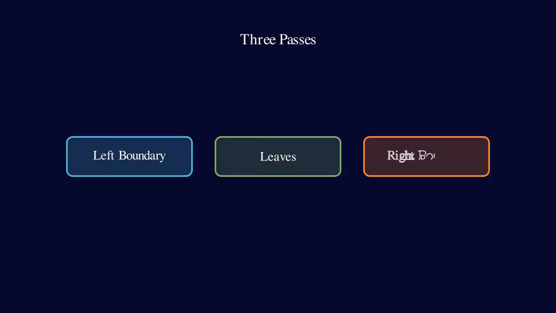We will build the tree boundary with 3 simple passes. First, walk the left edge from the top, skipping leaves. Then, collect every leaf from left to right. Finally, walk the right edge and add those nodes in reverse. Together, these passes match the boundary definition.